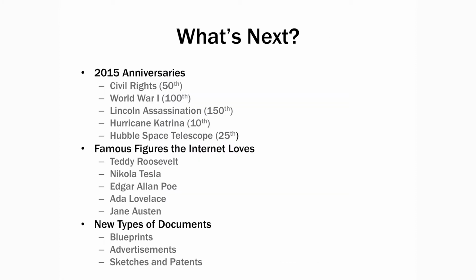What's next for us? In 2015, there are a number of anniversaries that we're looking at. The 50th anniversary of the Civil Rights Act and Voting Rights Act, and all the events that led up to those. We're still continuing the 100th anniversary of World War I and the Lincoln assassination, and then maybe people will stop caring about Lincoln and the Civil War, but yeah.